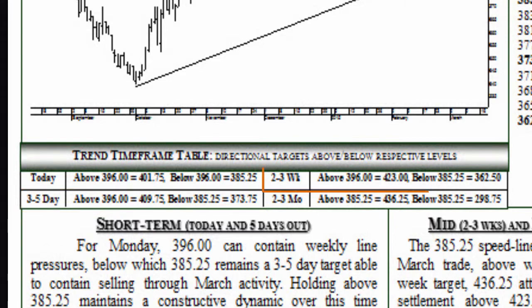Within the 2 to 3 week time frame, a settlement above 396 even indicates 423 within 2 to 3 weeks, while violating 385 1/4 indicates 362 1/2 over the same time horizon. Finally, within the 2 to 3 month time horizon, holding above 385 1/4 will keep 436 1/4 in reach over the next several months. On the other hand, a violation of 385 1/4 indicates 298 3/4 over the same time horizon.